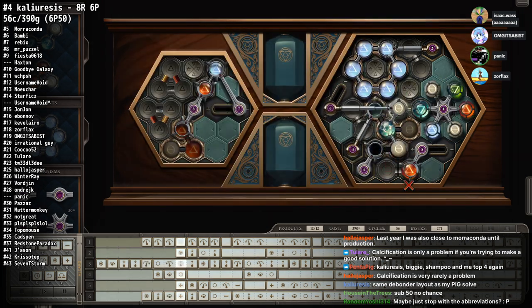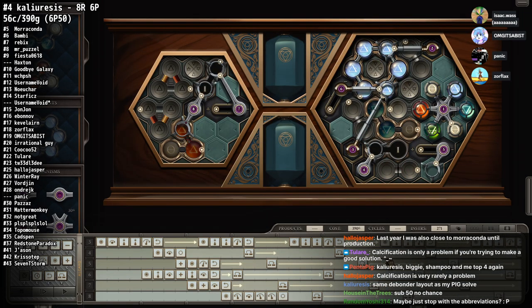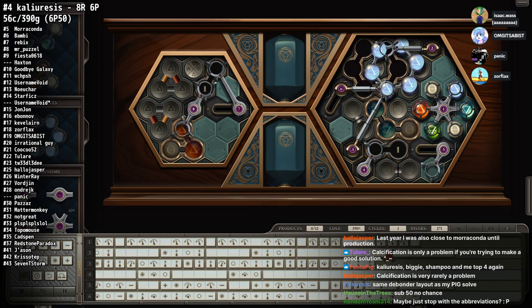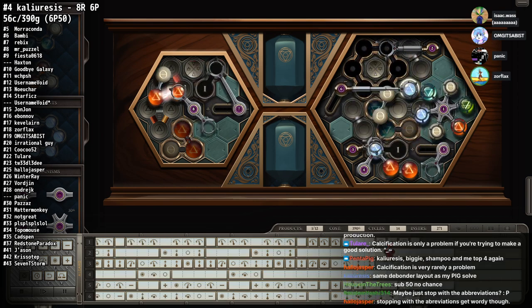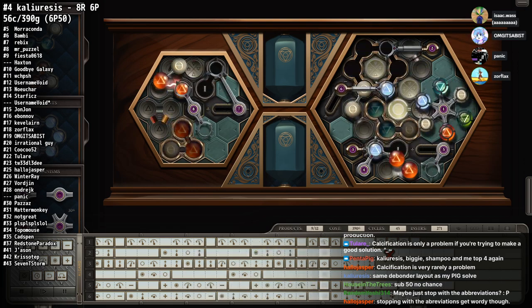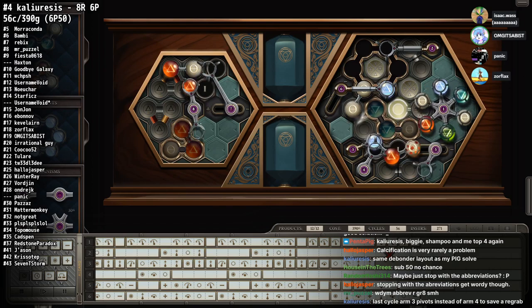So, what does this do on the last cycle? Nothing particularly different, I guess. I have faith in sub 50. Same people in top 4. This is a really good week for the top competitors. Yeah. There's a bit of shuffling around in the top 4 and Biggie gaining a lot of places.